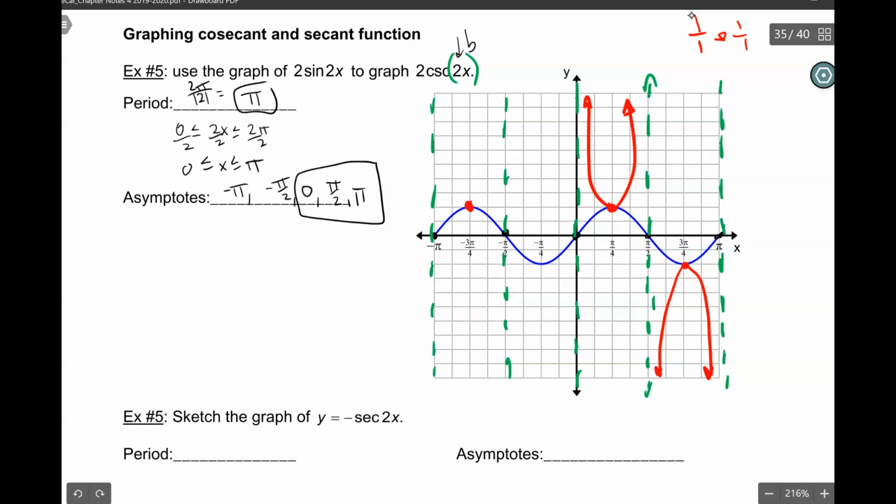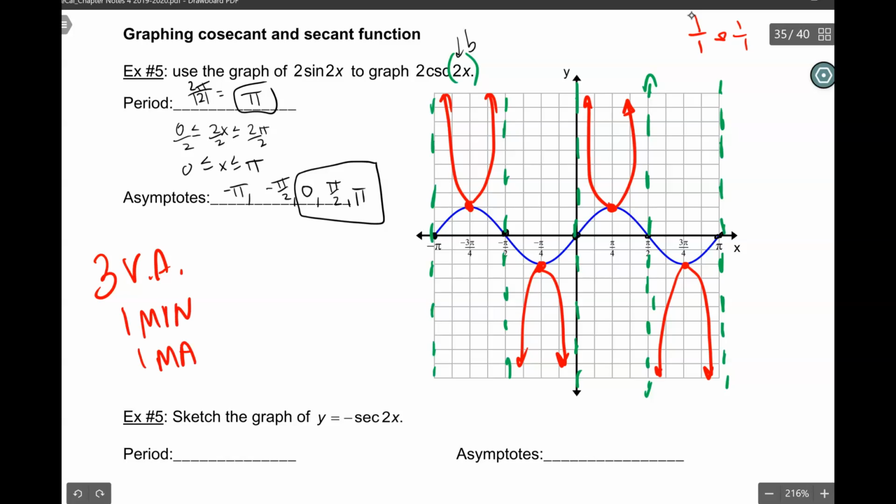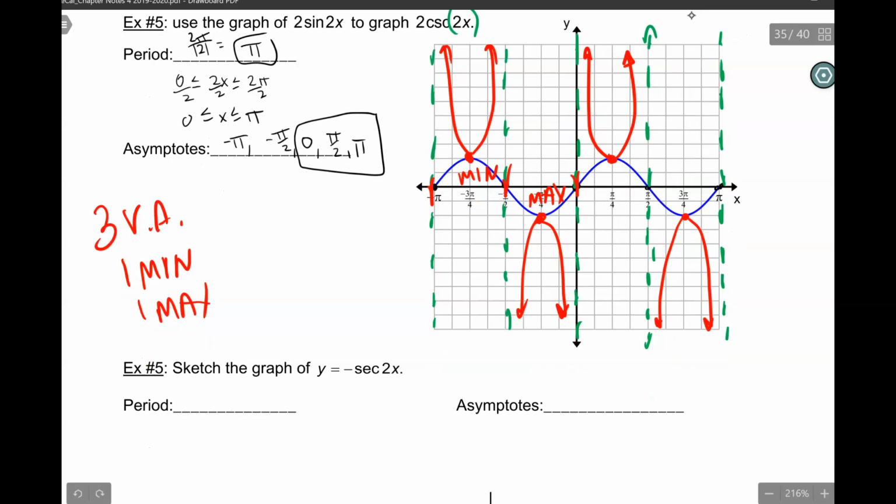So I connect at this max. I draw the dot because this is the only one point you need. So remember how I say you always need 5 things? For here, there are 3 vertical asymptotes, and then there's a min and 1 max, right? So this is where I have a minimum, this is where I have a max, and then these are my 3 vertical asymptotes. Like, that's the only 5 things you need to draw 1 period of cosecant.